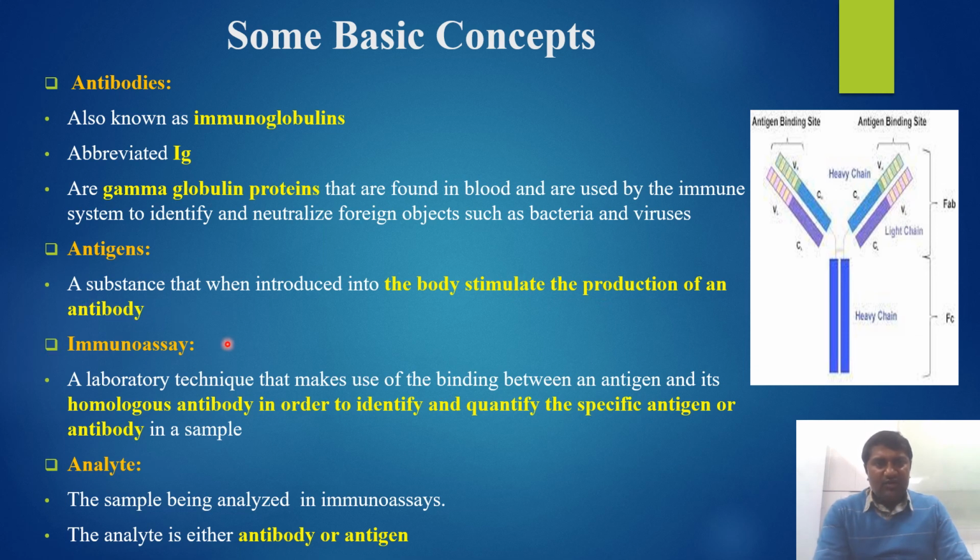What is the immunoassay? A laboratory technique that makes use of the binding between an antigen and its homologous antibody in order to identify and quantify the specific antigen or antibody in a sample. What is the analyte? It is the sample that is being analyzed in the immunoassay, and the analyte may be either the antigen or antibody.